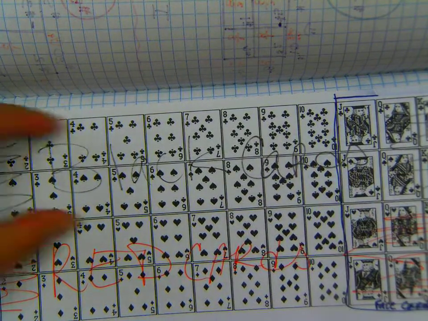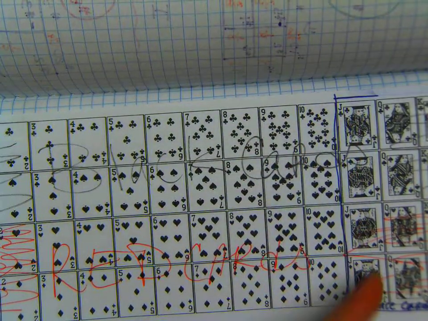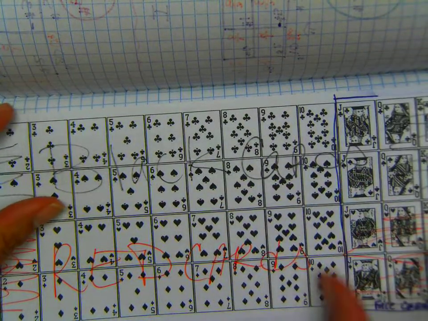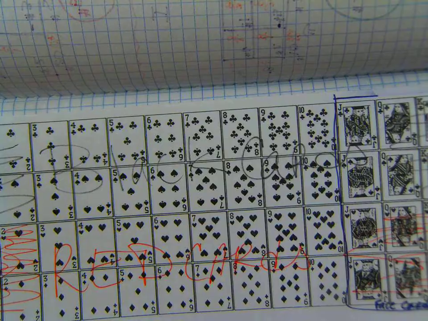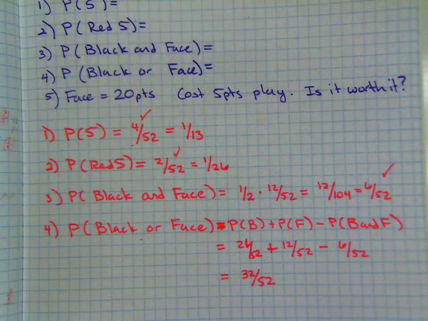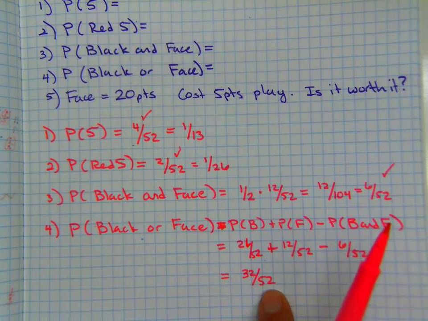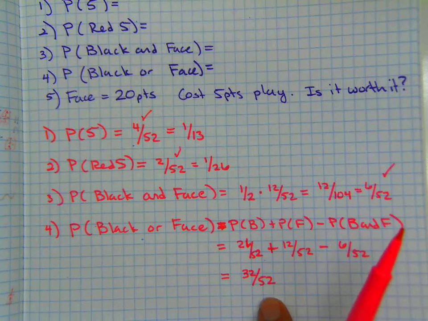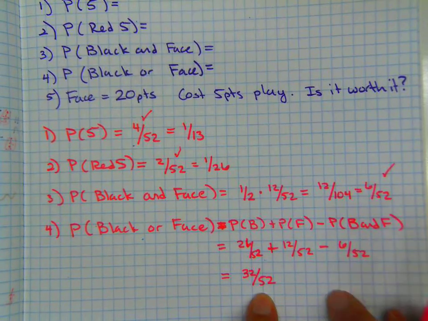So these are all the black cards, and these are all the face cards. It's just like this little L right here. So again, that was 32. Voila. That's what I got mathematically. So if you don't want to sit there and count them, you can use the formula to get your answer.